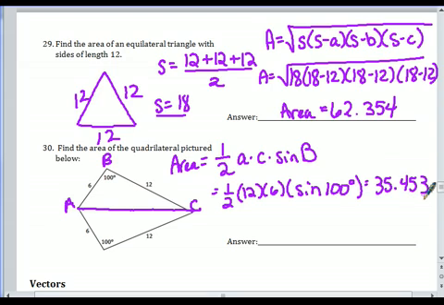35.453. Now notice in this picture, the other triangle, the other part of our quadrilateral, is exactly the same triangle as the one we just found the area of. And so we can take this area that we found and multiply by 2, and we get a total area of 70.906.